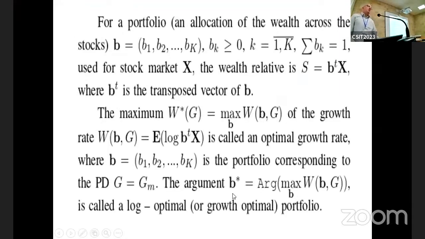Now a portfolio is this vector b1, b2, etc., bk. These are the allocation of the wealth across the stocks. The wealth relative is this product. Then this is the maximum of growth rate. Growth rate is the expectation of the logarithm of S. The maximum is called the optimal growth rate, and the argument is called the log-optimal portfolio.